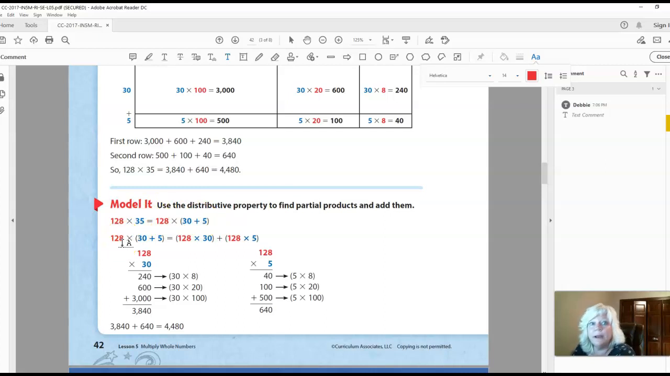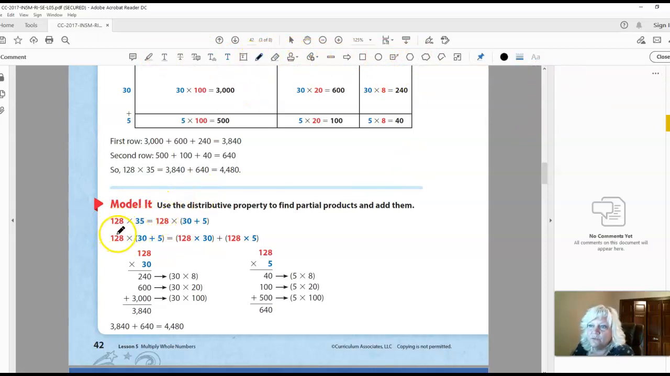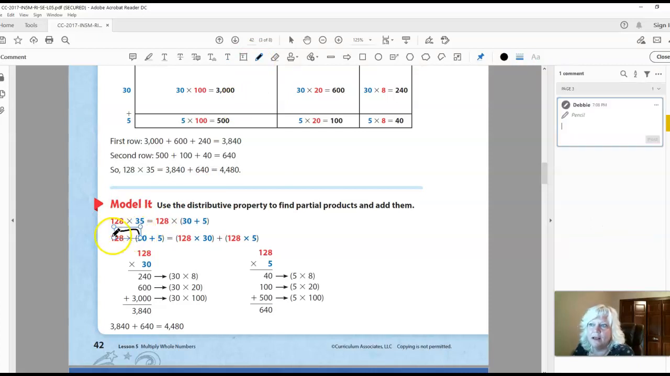So we're leaving that red 128 alone, but we're multiplying it by 30 plus 5, which actually means that this 128 is going to be multiplied by that 30, and then it's going to come back and be multiplied by that 5, which is what they're showing you right here: 128 times 30 and then 128 times 5. So now let's come down here and look at how we actually do the multiplying.